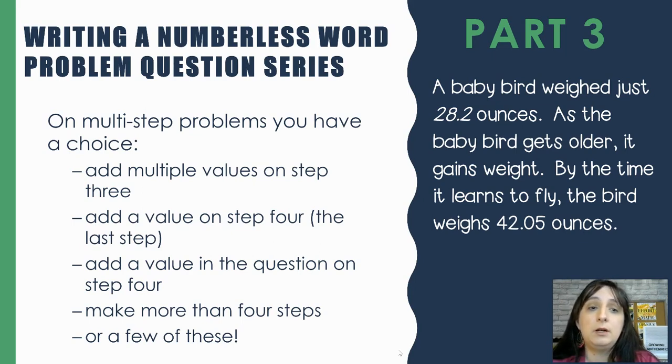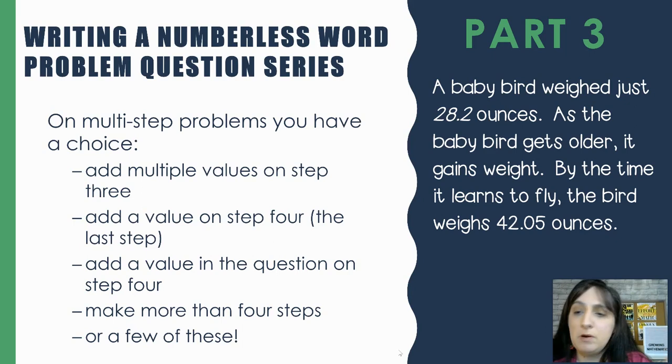So one of the things you can do is you can add in more than one value on step 3. So if we had other values that we needed to add in, instead of just adding 28.2, we could have also added some additional values. You can add in a value when you get to step 4, which we'll get to in just a minute. You can also add a value as a part of the question on step 4. We'll talk about that more and how that might look. You could make more than 4 steps.